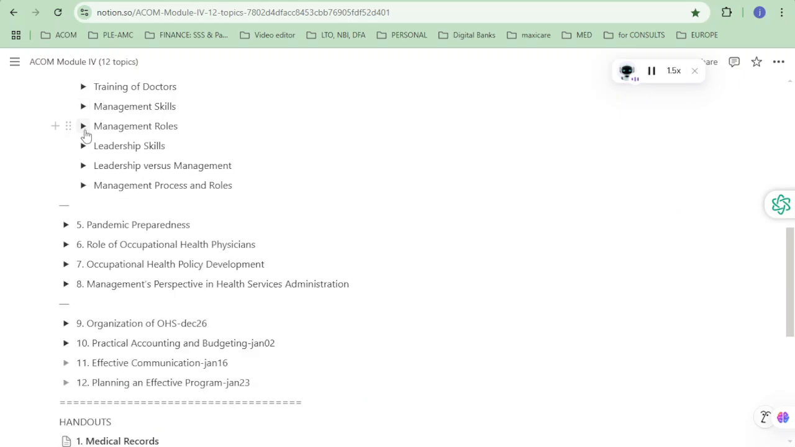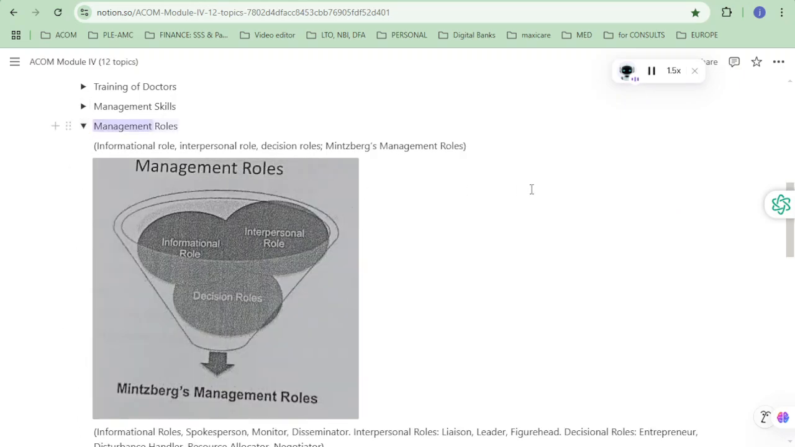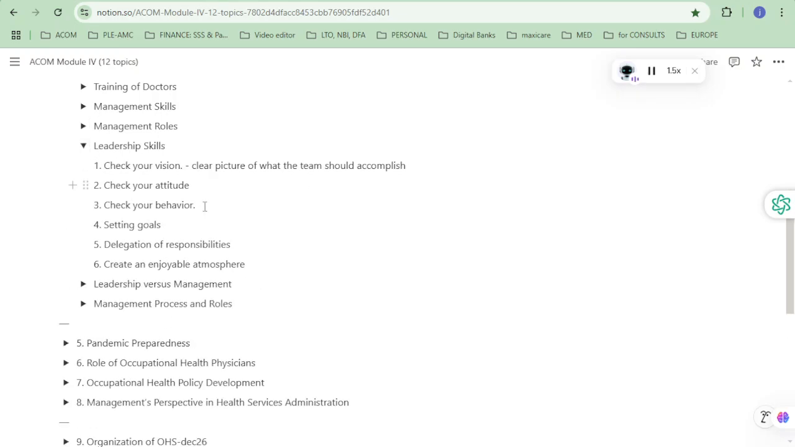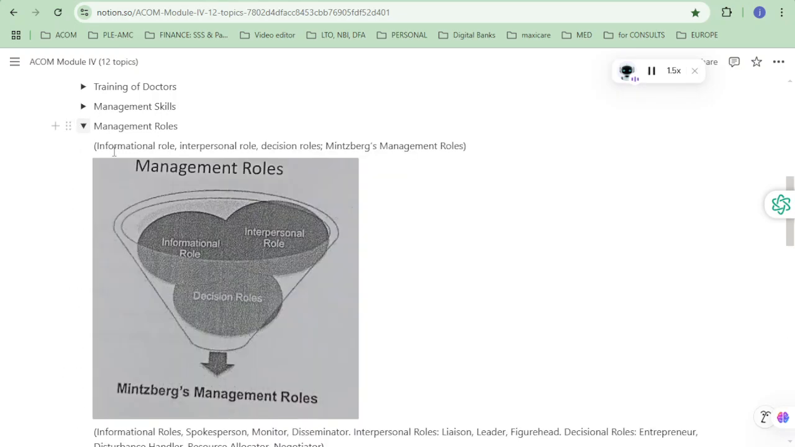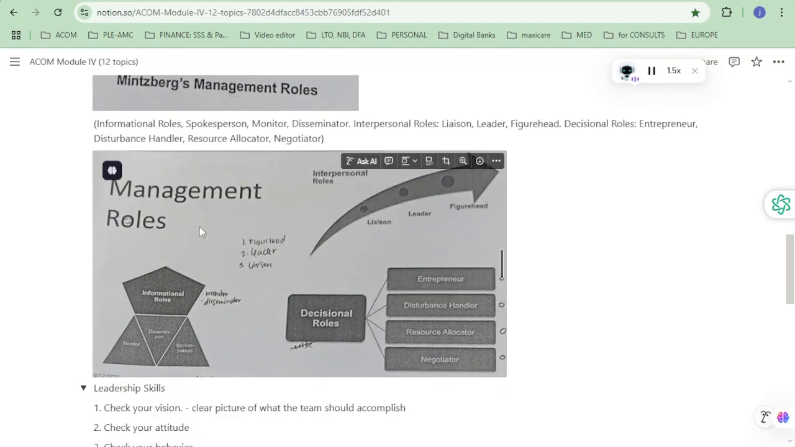Management roles. Informational role, interpersonal role, decision roles: Mintzberg's management roles. Informational roles: spokesperson, monitor, disseminator. Interpersonal roles: liaison, leader, figurehead. Decisional roles: entrepreneur, disturbance handler, resource allocator, negotiator.